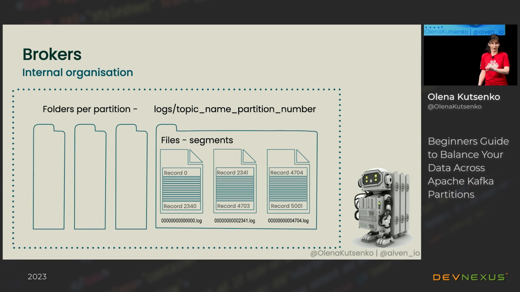And to understand the issue with the brokers, let's talk about how the data is actually stored on the brokers. On the brokers, we have different files on the disk storage. Each folder corresponds to a different partition, and each folder will contain different files, which are segments of the partition. And those files will have records.